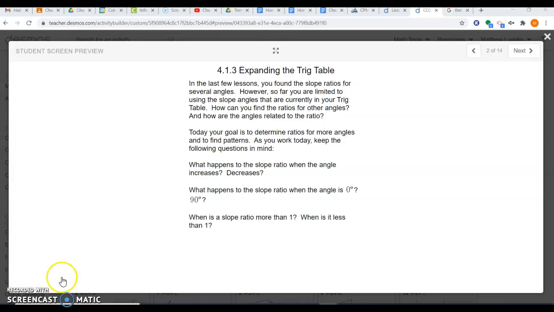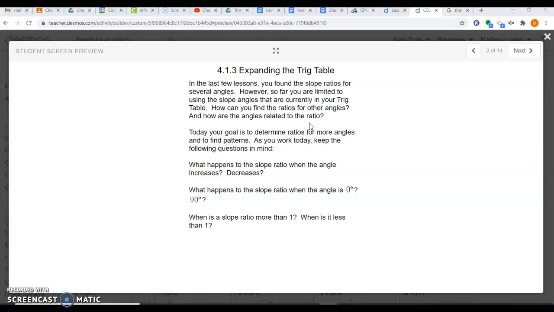Okay, here is the video guide for lesson 4.1.3. We're going to be expanding our trig table. In the previous lessons, we figured out our first four slope angles and slope ratios. In the second lesson, we practiced them and found out that complementary angles have reciprocal slope ratios. So if we had 22, we could also find 68 because the slope ratios are reciprocals.